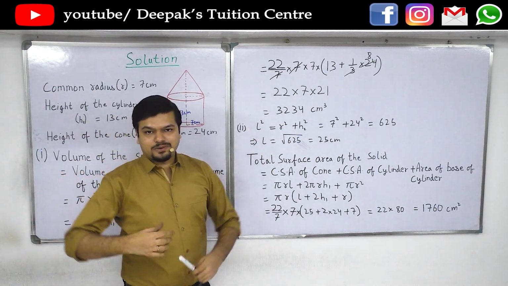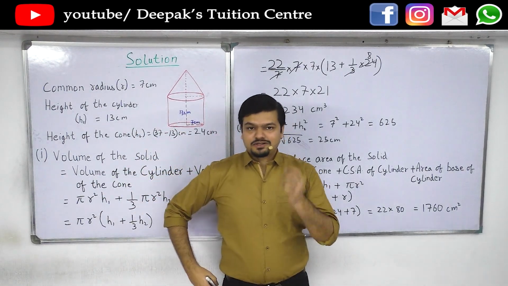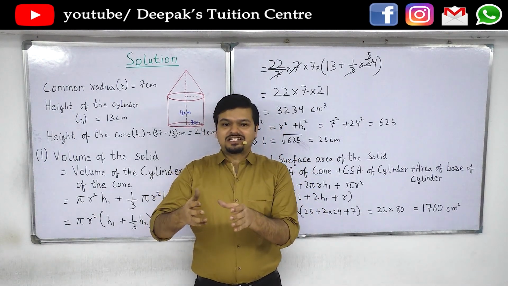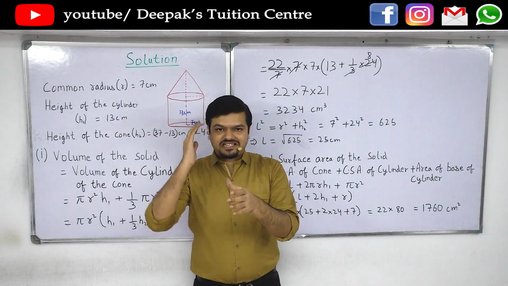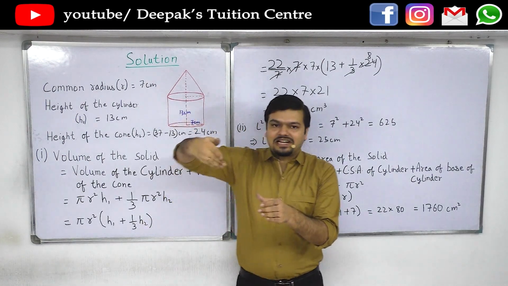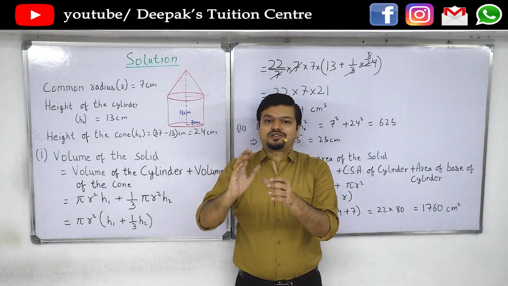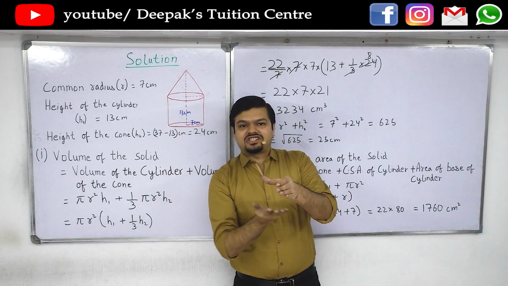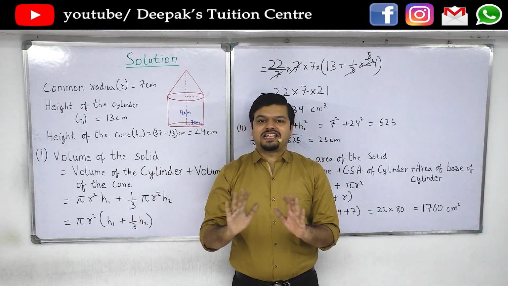Next question is to calculate the value of total surface area of the solid. So first understand, how will you calculate the total surface area? Total surface area is basically the area that you can touch. So imagine the solid here. First you can touch the curved surface area of the cylinder and also you can touch the curved surface area of the cone. Plus you can touch the area of the base of the cylinder. Anything else cannot be touched.